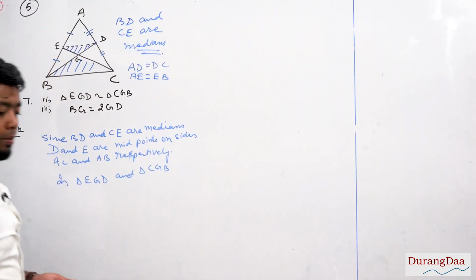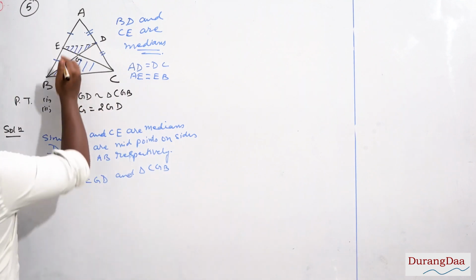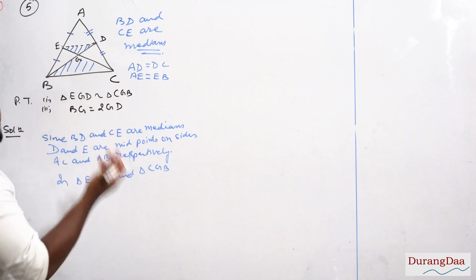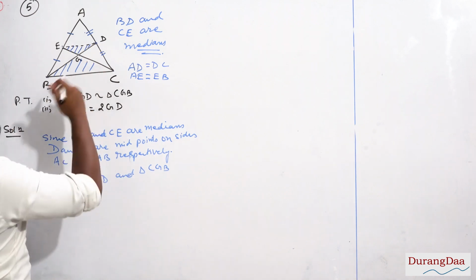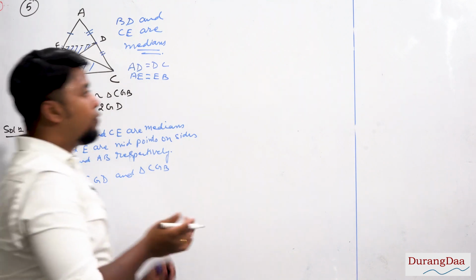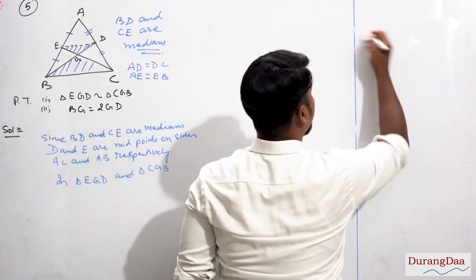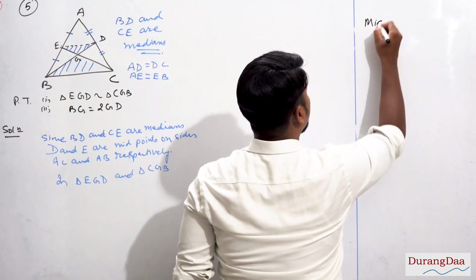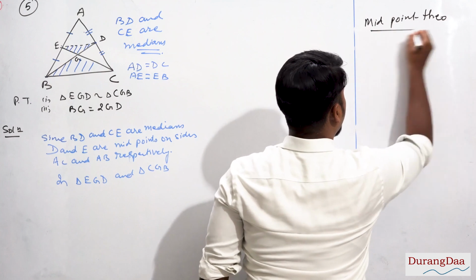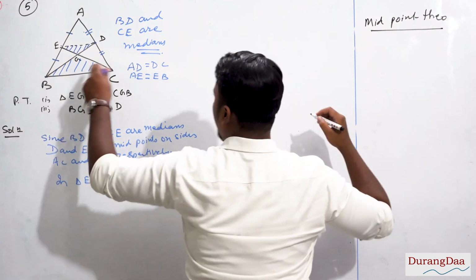The problem is that this line ED is not parallel to BC. This information has not been provided in the question that ED is parallel to BC. But if you recall what you learned in standard 9th, a theorem called the midpoint theorem. Let us first revise it quickly, then we will move on to this.